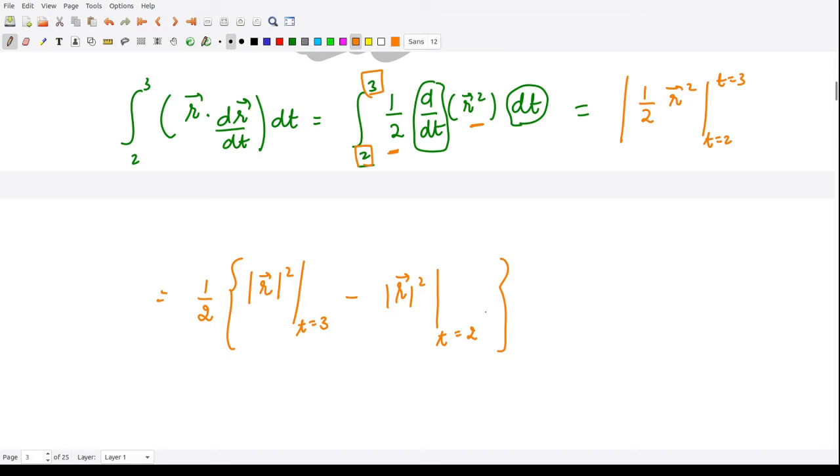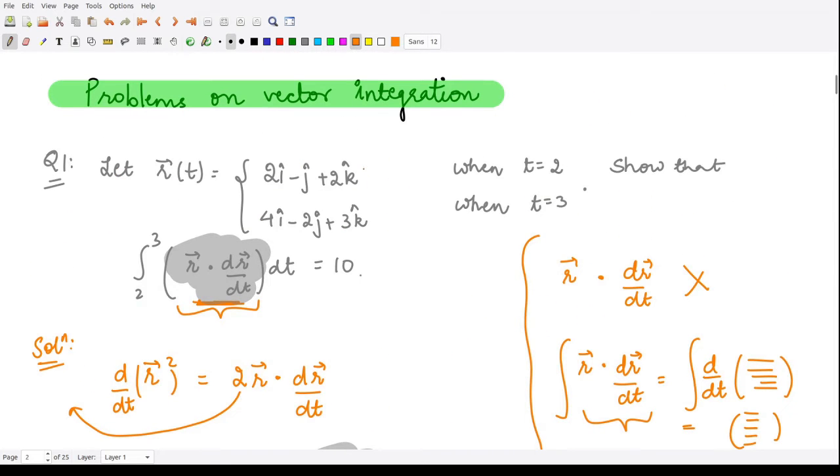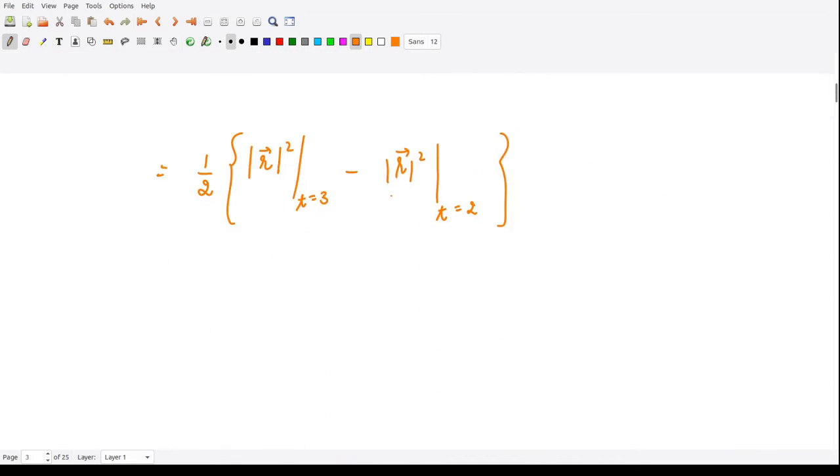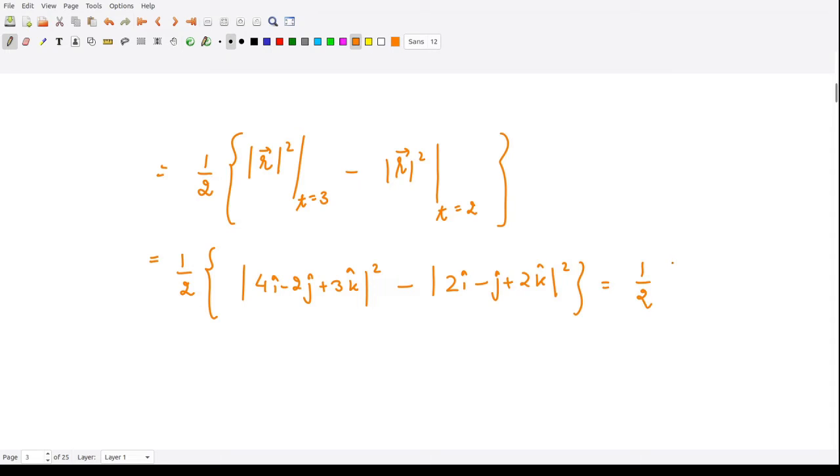And we are given the function where the vector r is this quantity whenever t is 2 and this quantity whenever t is 3. So accordingly we have here 1 by 2, and then the value of r is 4i cap minus 2j cap plus 3k cap, its magnitude whole square, minus the magnitude of vector 2i cap minus j cap plus 2k cap. So this is equal to 1 by 2. When you take the magnitude, it would be 4 square, that is 16, plus minus 2 square, that is 4, and plus 3 square, that is 9.